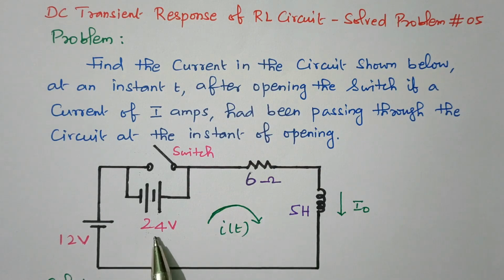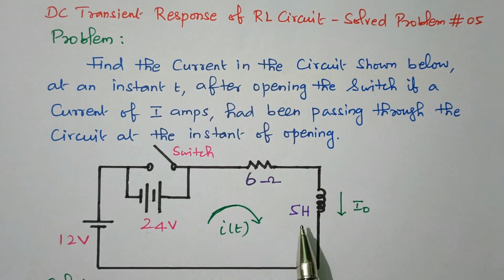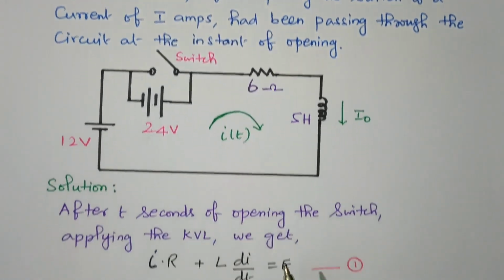So here we have 12 volts and 24 volts. The switch is open, so 12 volts is added with 24 volts. A total of 36 volts will be there, and that is equal to the resistive drop, which is 6 into I, plus the inductive drop, 5 into di by dt. So that is the basic equation we are going to use, applying Kirchhoff's voltage law. Now we'll see the solution.